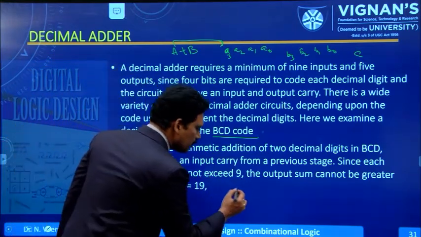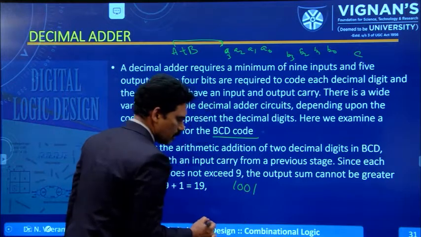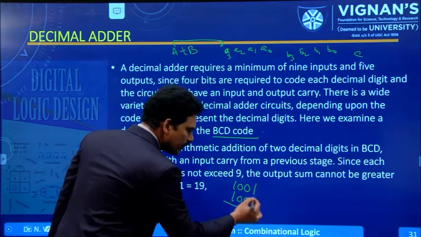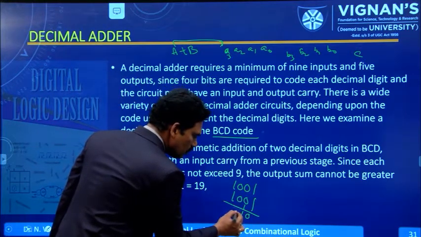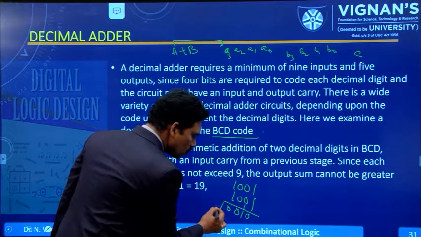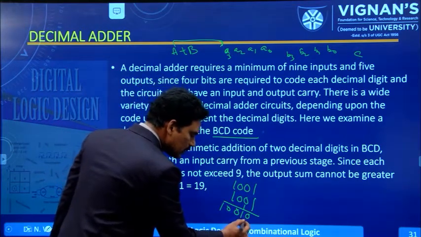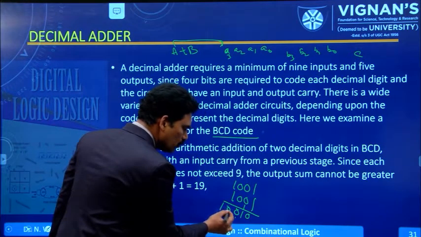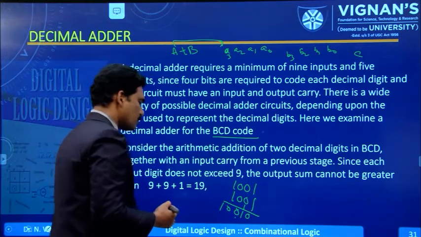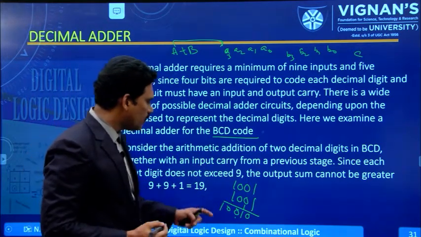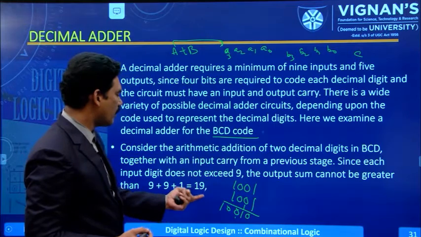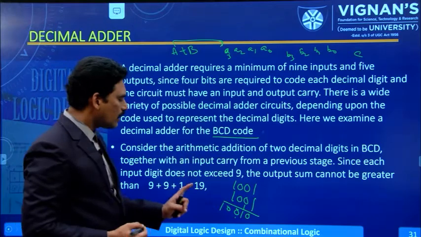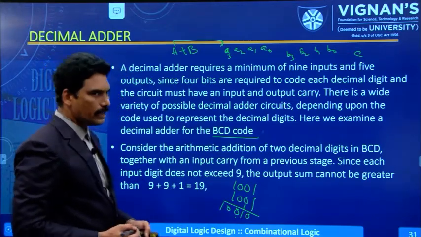What is the maximum number? 1 0 0 1, this is 9, and another maximum number is 1 0 0 1, and a carry of 1. So, we are getting 1 plus 1 0 0 1 1 0 0 1, which is 1 0 0 1 0 in binary, that is 2 to the power of 0, 2 to the power of 1, 2 squared, 2 cubed, 2 to the power of 4, which is 16, plus further bits. This is 9 plus 9, we are getting, and a carry we are having, that is 9 plus 9, 18, plus 1, that is 19. And this is about the BCD adder, the decimal adder.